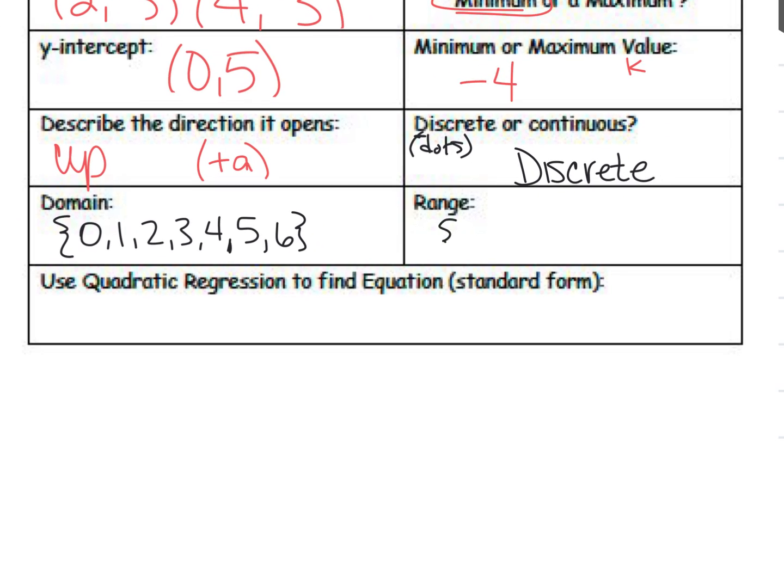The range is our y values. What are our y values? 5, 0, -3, -4, -3. Okay, do we repeat the -3? No, we don't write any repeats, so we're done.